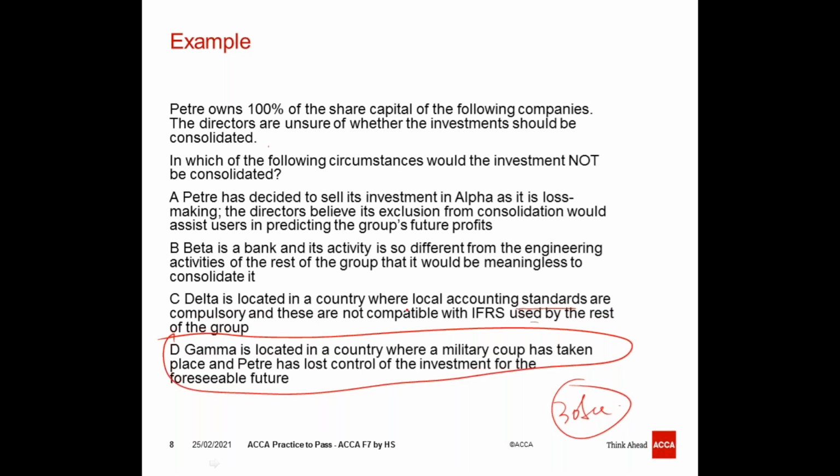C, the Delta is located in a country where the local accounting standards are compulsory and are not compatible with the IFRS. So if the parent and subsidiary companies are located in different countries which follow different accounting standards, then you will not get the exemption from the consolidation. It is the parent company who has to prepare the consolidated financial statements after adjustment of the subsidiary company's financial data. So you will get exemption from consolidation only when you lose the control of the subsidiary.